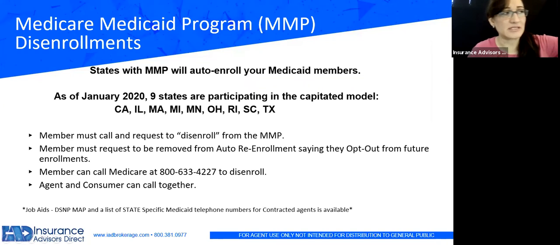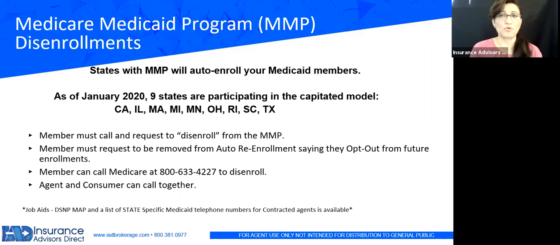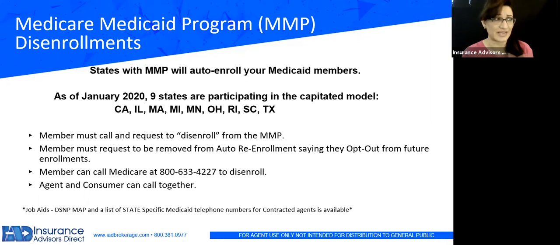So the MMP stands for Medicare Medicaid Program, and we have 9 states participating in this program nationwide. I listed those states for you: California, Illinois, Massachusetts, Michigan, Minnesota, Ohio, Rhode Island, South Carolina, and Texas. Right now, these members that are on Medicaid will be auto-enrolled by the state into whatever the participating carriers are for each of those states.